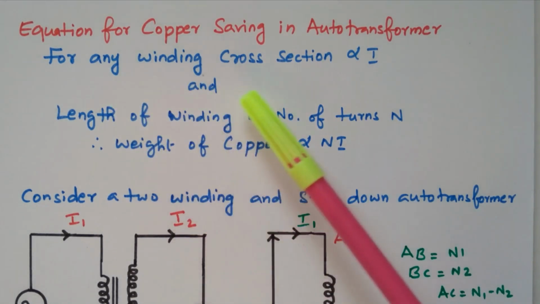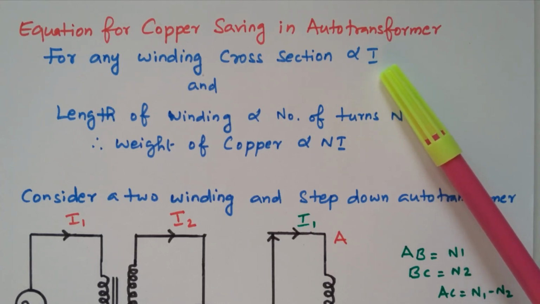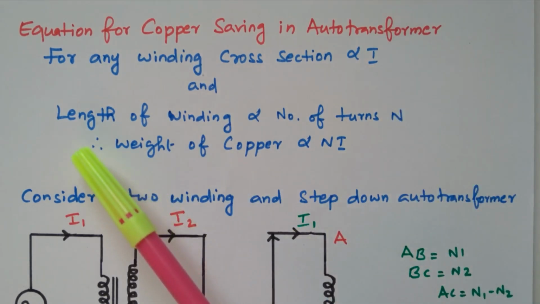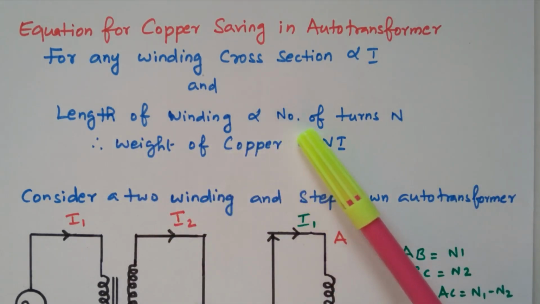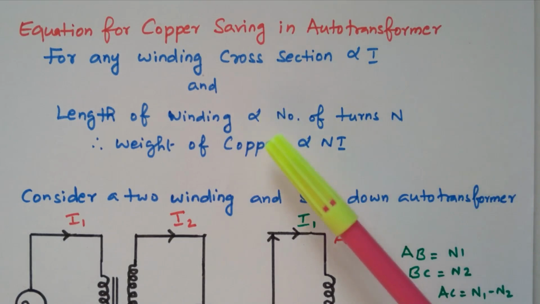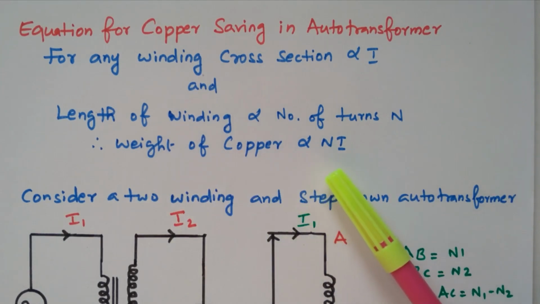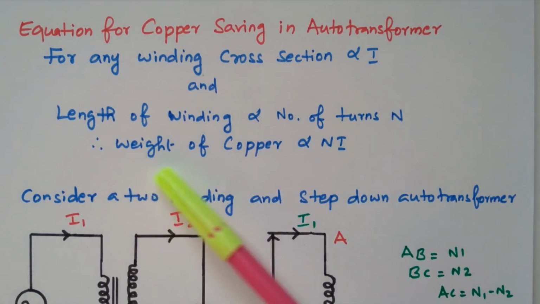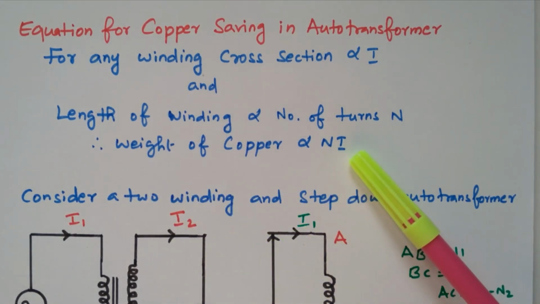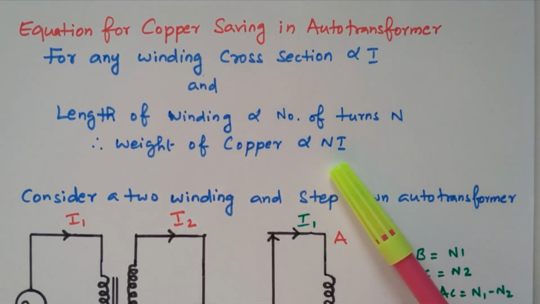So for any winding, the cross section is directly proportional to current. The cross sectional area, the size of the cable, is decided by the current I. Similarly, the length of winding is directly proportional to the number of turns N. So the current will decide the size of the wire, the length of the wire is decided by the number of turns. So totally the weight of the copper is directly proportional to N into I. These two are the primary factors deciding the weight of the copper. I refers to the area, N refers to the length. So totally the weight of the copper is proportional to N into I.